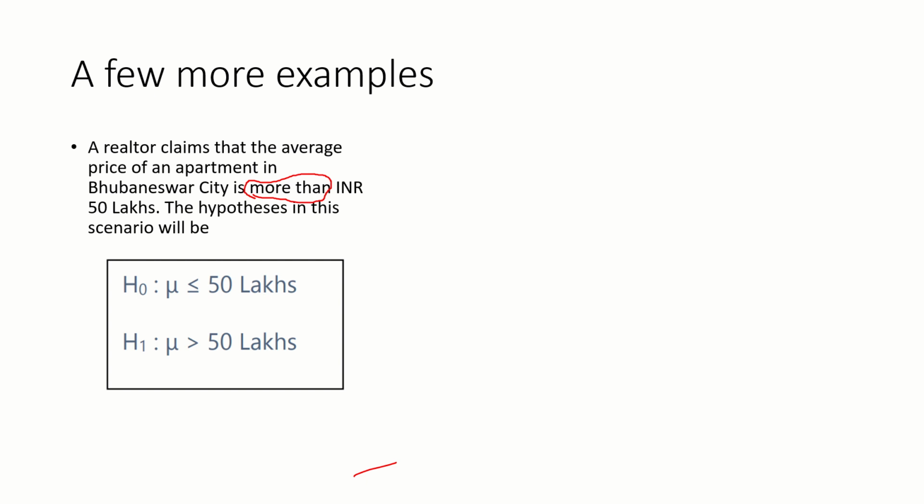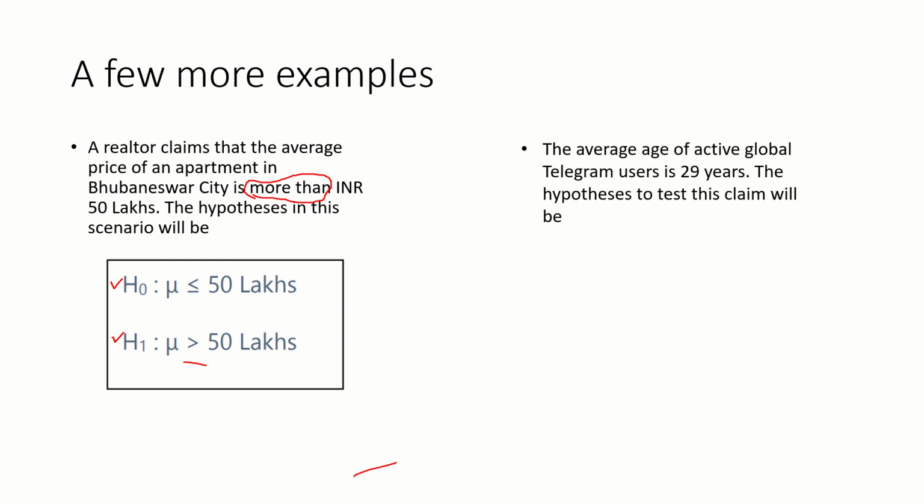So therefore, the alternative hypothesis is more than. The rejection will take place at the right side, you can see. This is the alternative hypothesis, and this is the null hypothesis. Similarly, let us see a few more.